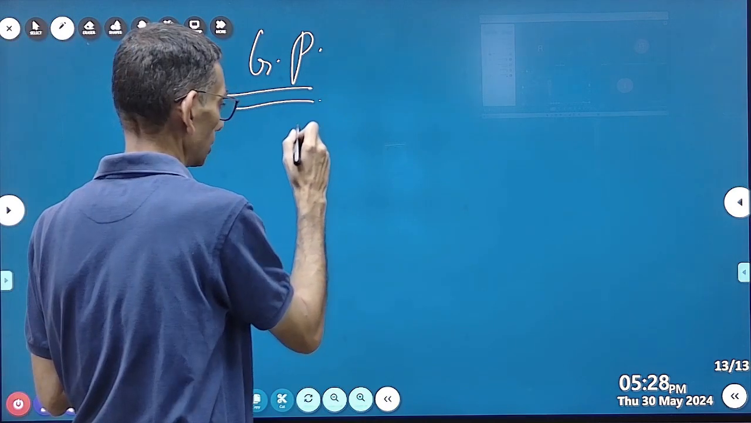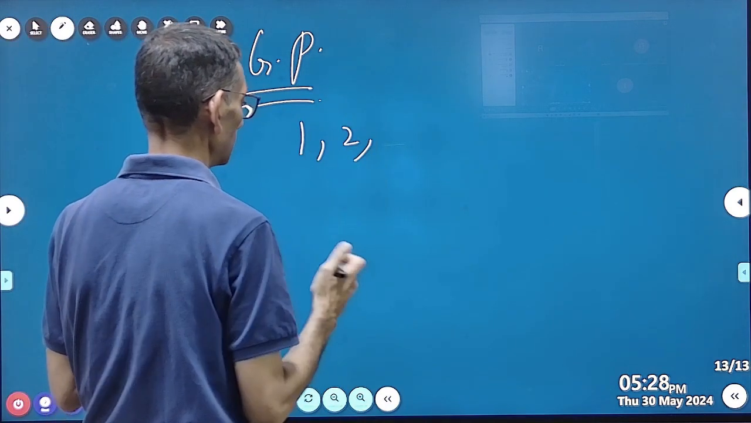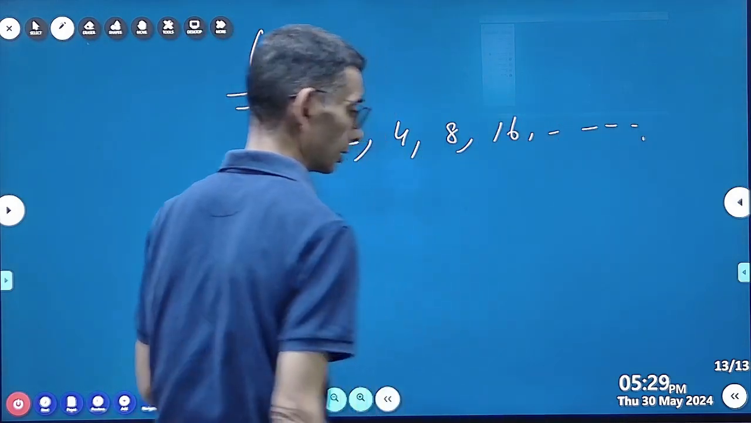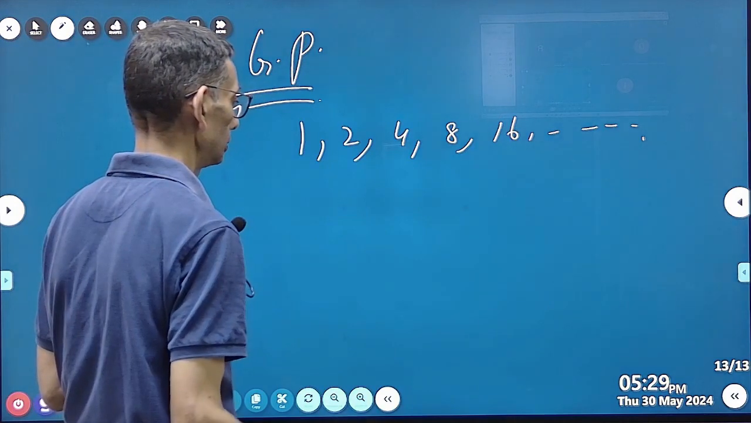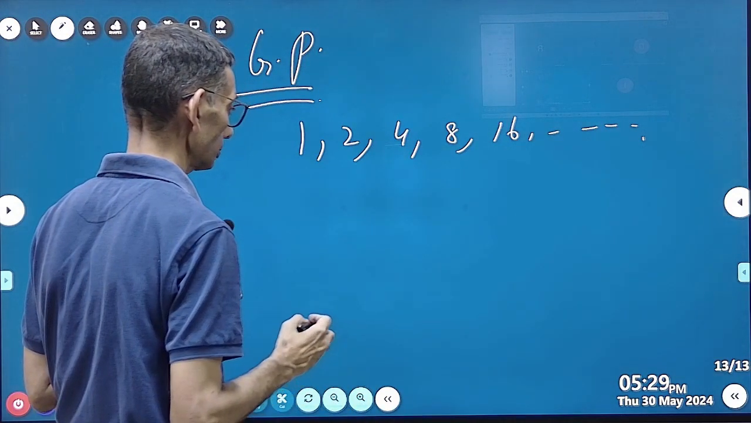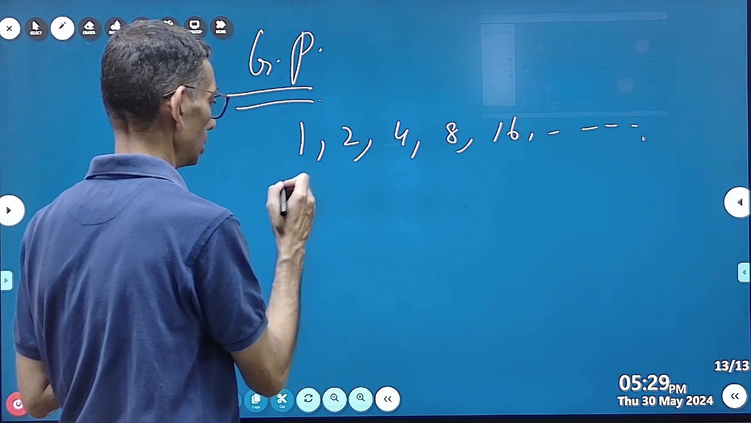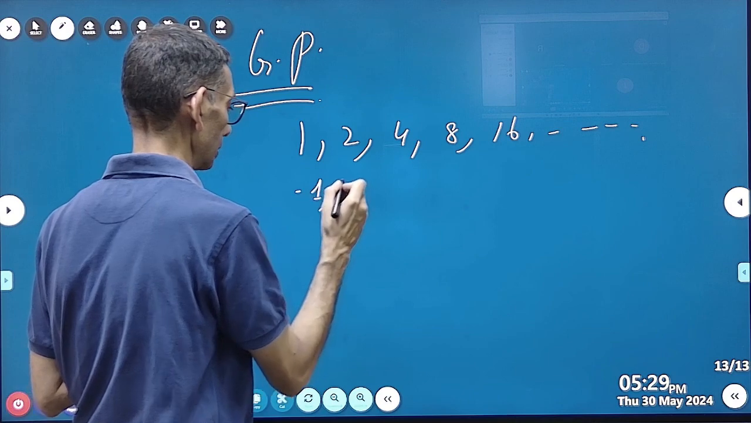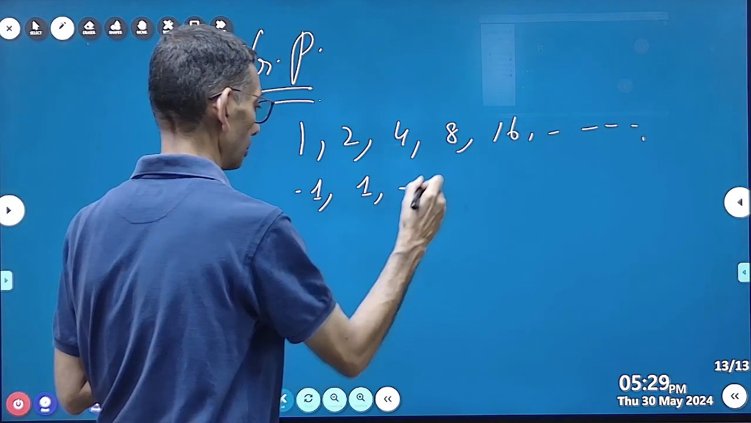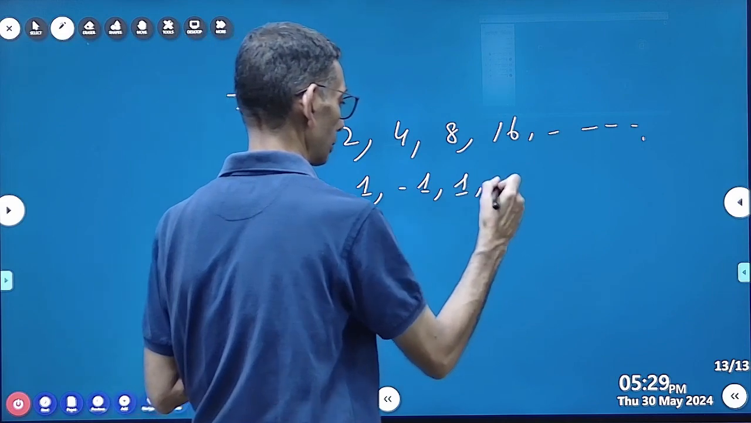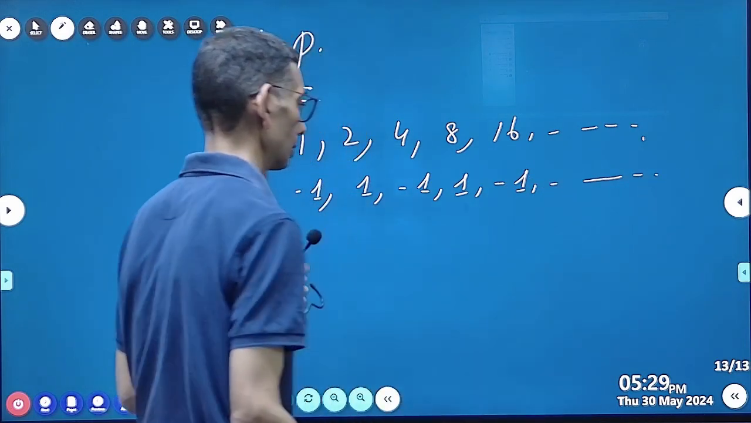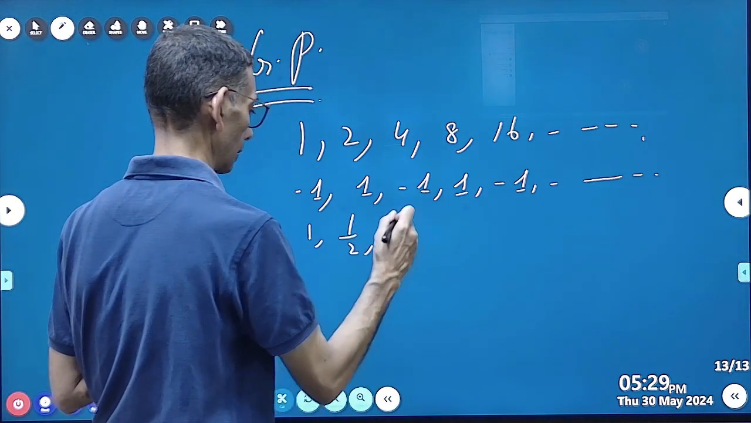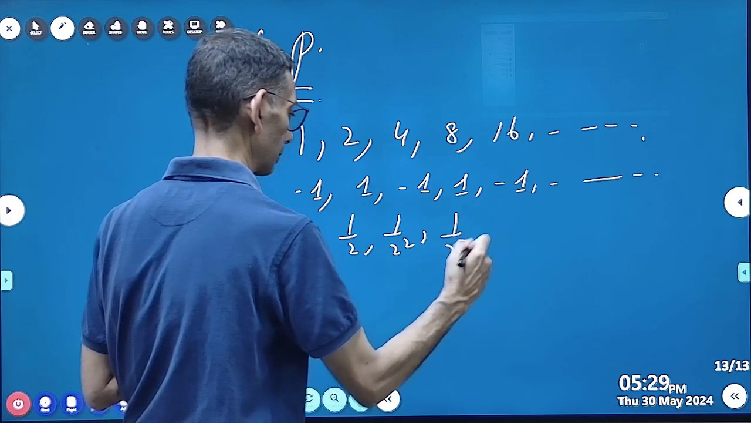GP examples: 1, 2, 4, 8, 16. Then minus 1, 1, minus 1, 1, minus 1, and so on. Then 1, half, half square, half cube.